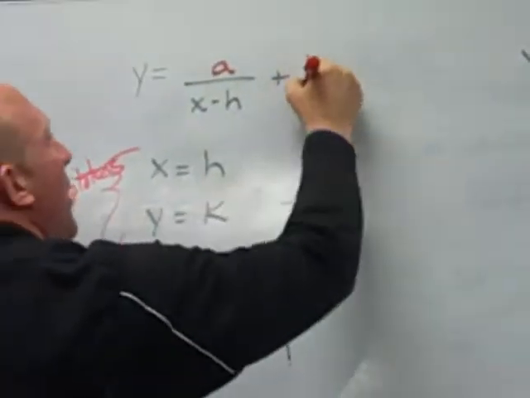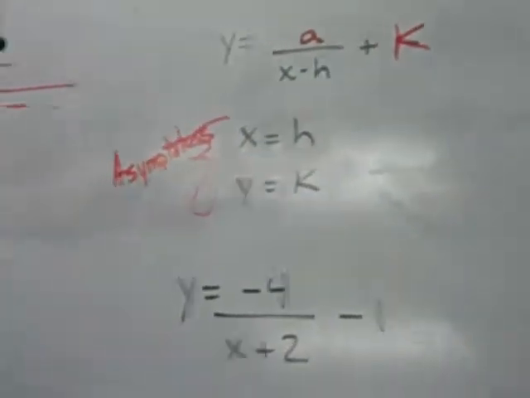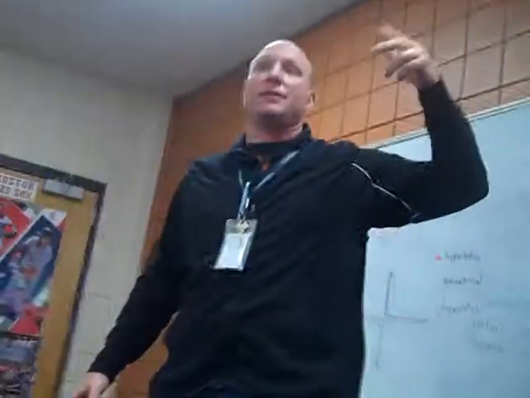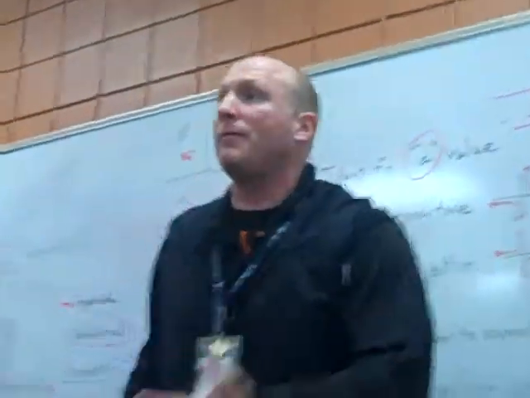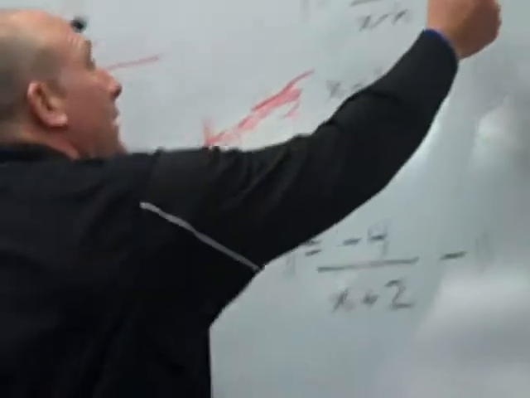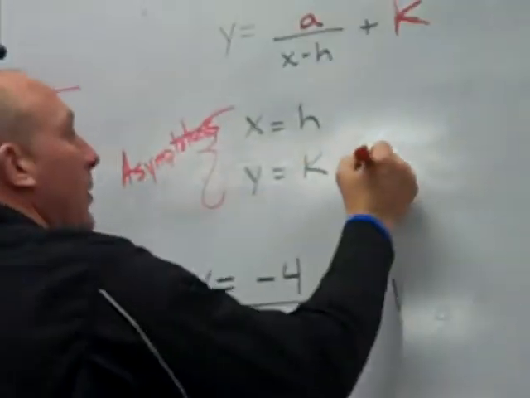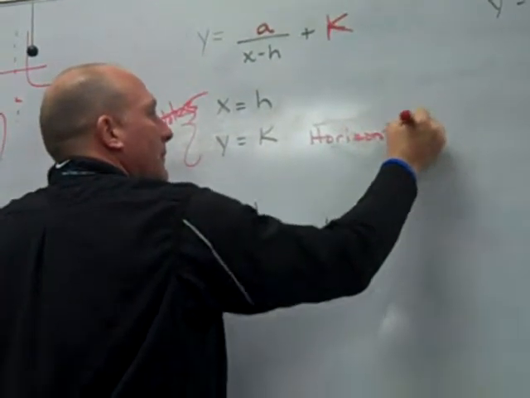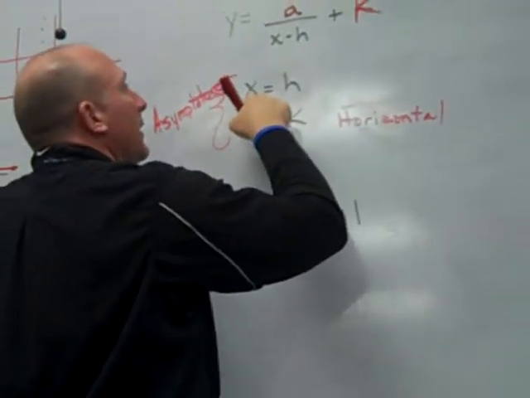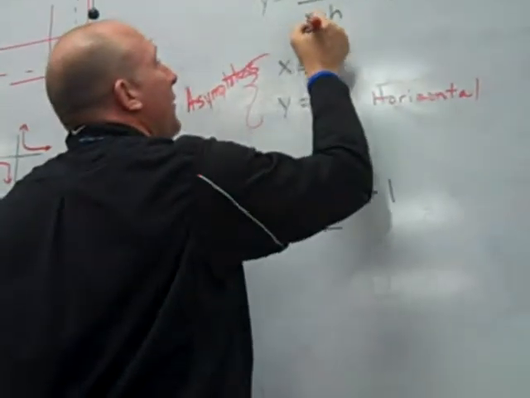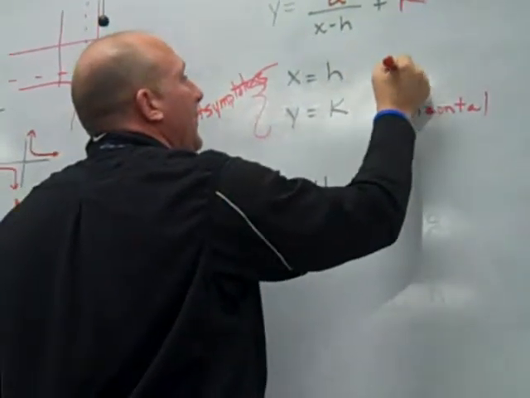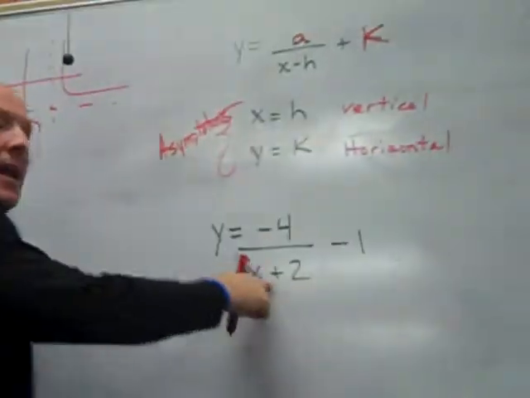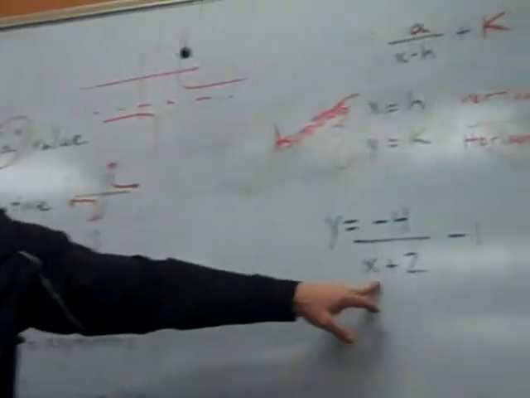So anything that's added on, do you remember those add-ons that we had with our square root functions, our cube root functions, our vertex form functions? The k value added on the end is going to be your horizontal asymptote. Remember, what's the other way? This says x equals h for your vertical. If you can't remember that, just take the denominator and set it equal to 0.